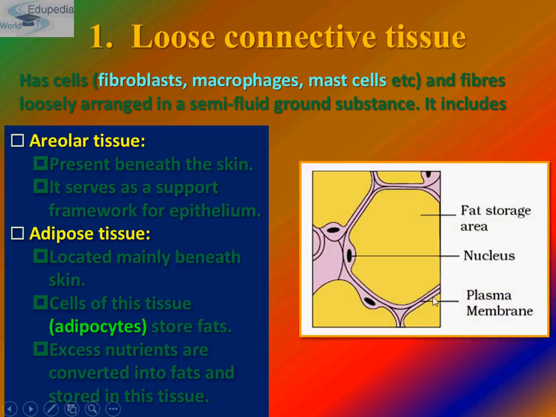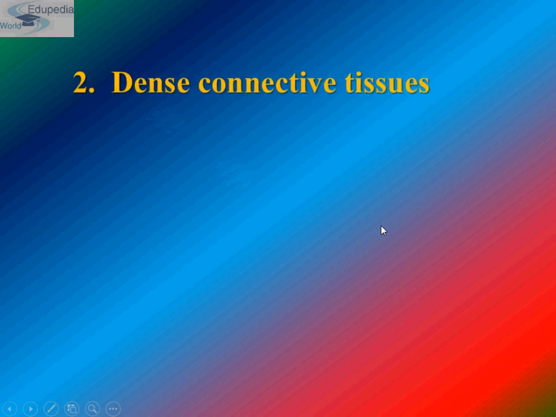This is your adipose tissue. See, this yellow part is your fat, and it has pushed the nucleus towards the periphery because the fat is too much, and that's the reason fat has pushed the nucleus towards its periphery, because they are specialized to store fat.